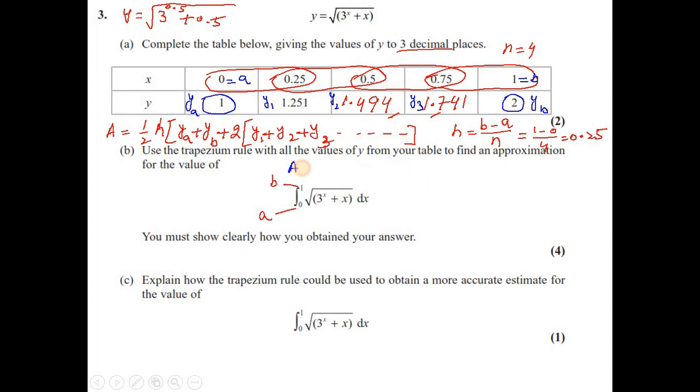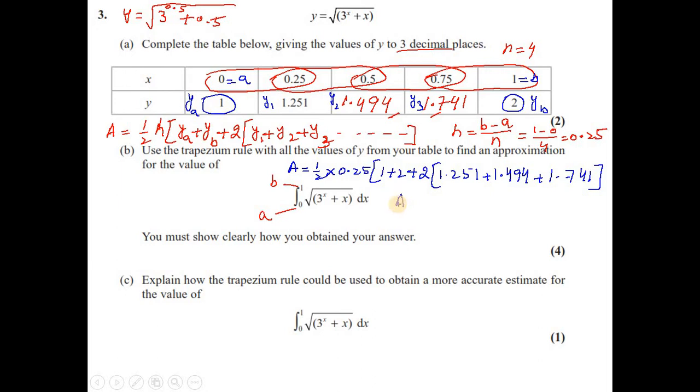So let's suppose A is equal to half of 0.25 times (1 plus 2 plus twice of (1.251 plus 1.494 plus 1.741)). And then when you add all these, multiply by 2, so you will get your answer.